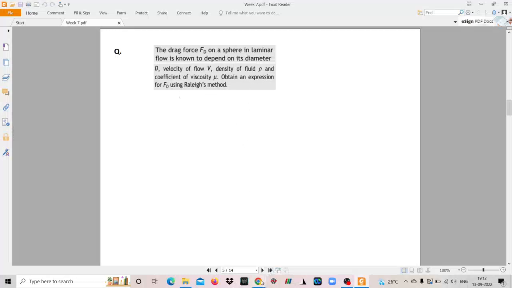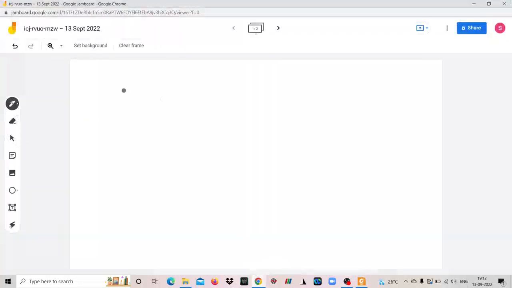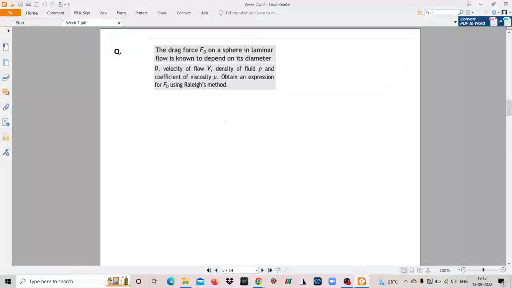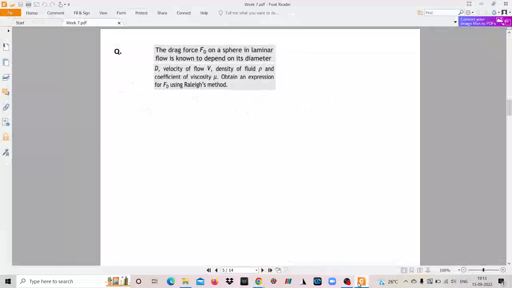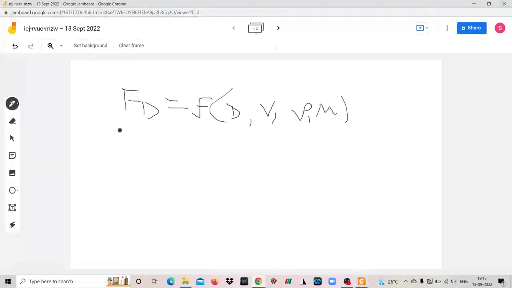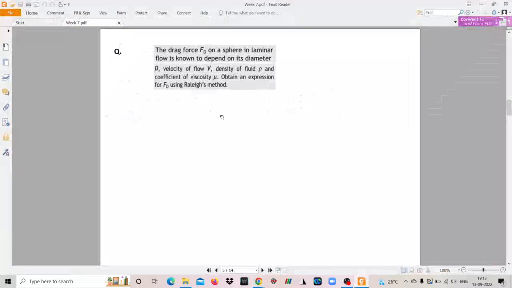Okay. So in the question, it is given that the drag force Fd is a function of the diameter of the sphere d, the flow velocity v, the density rho, and the coefficient of dynamic viscosity mu. And you have to obtain an expression for Fd in terms of d, v, rho and mu using Rayleigh's method.